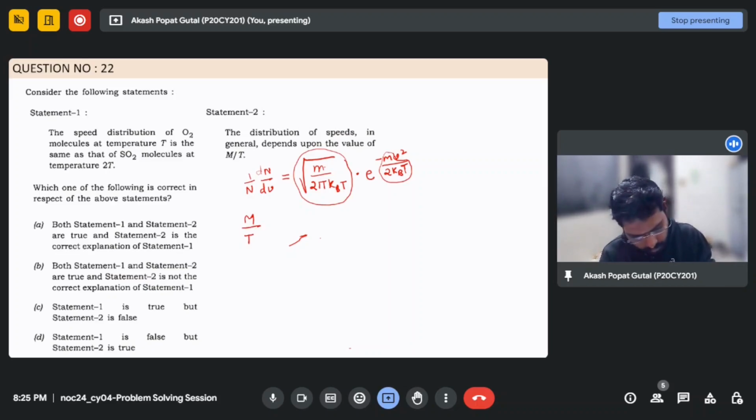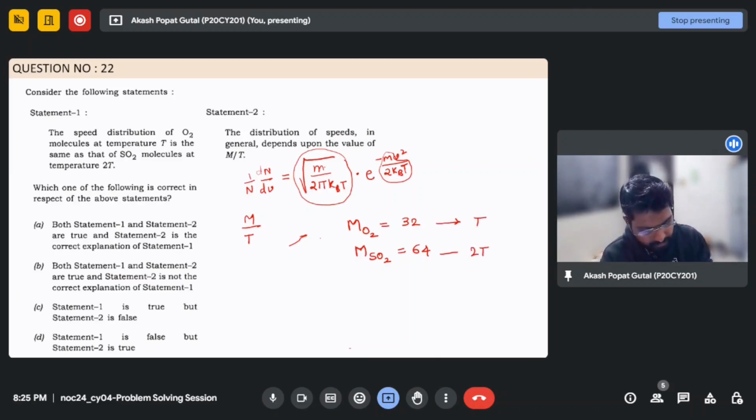So for O2, the mass is 32. Mass of SO2, if you calculate, is 64. So what we have is the speed distribution of O2 molecules at temperature T is the same as that of SO2 molecules at temperature 2T. So this is for temperature T and this is for 2T they are asking.